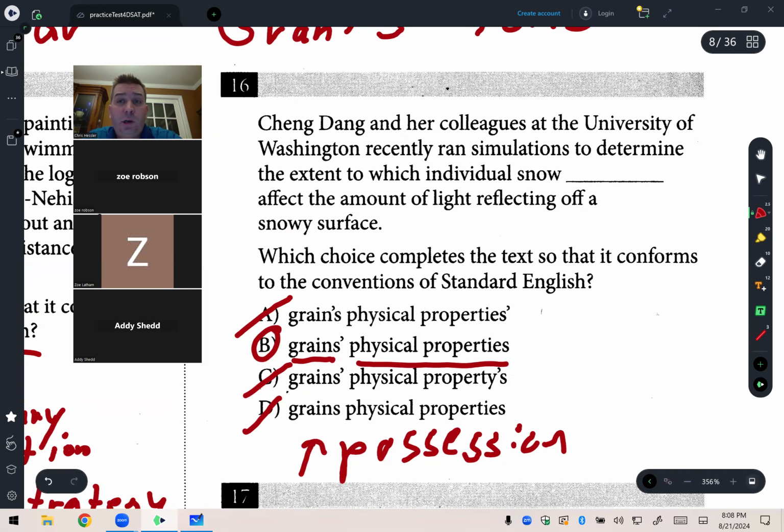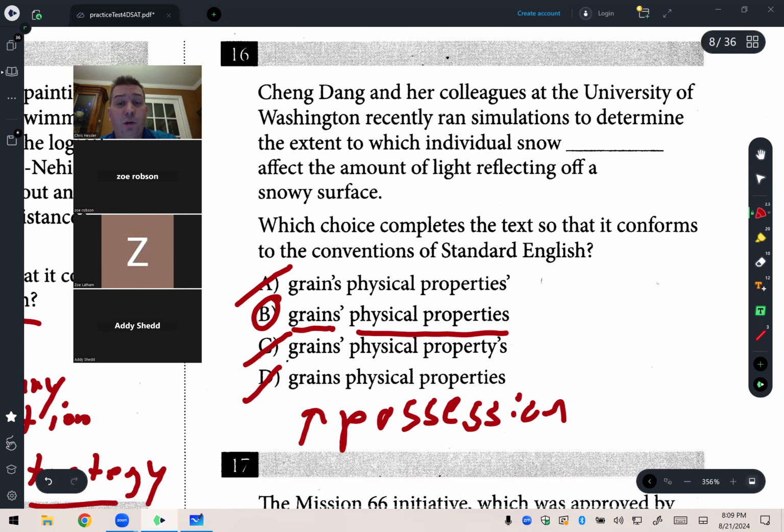All right. So this person ran simulations to determine the extent to which individual snow grains, plural, are possessing something. They're possessing physical properties. Okay, let me reread that just because I got sidetracked. All right, so this person and colleagues ran simulations to determine the extent to which individual snow grains' physical properties affect the amount of light reflecting off of a snowy surface.